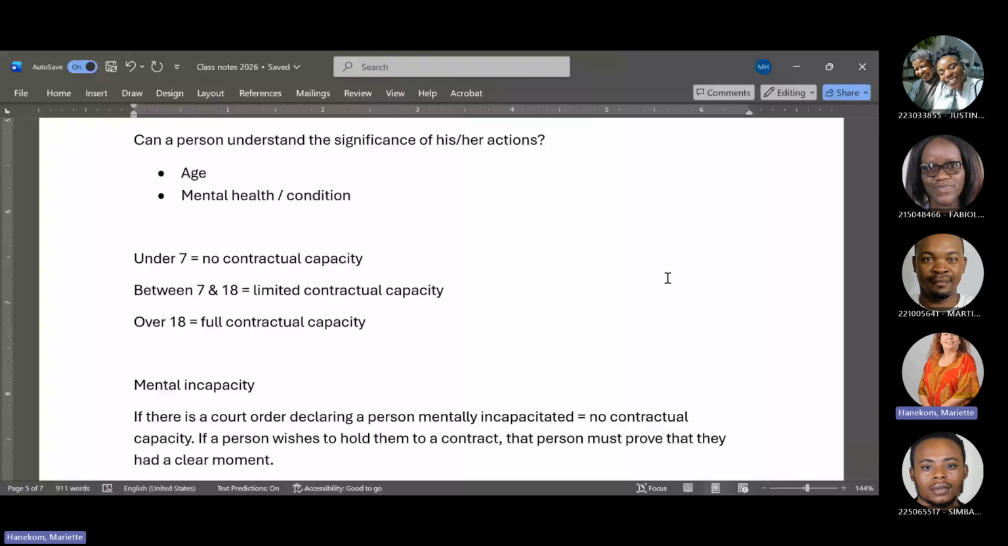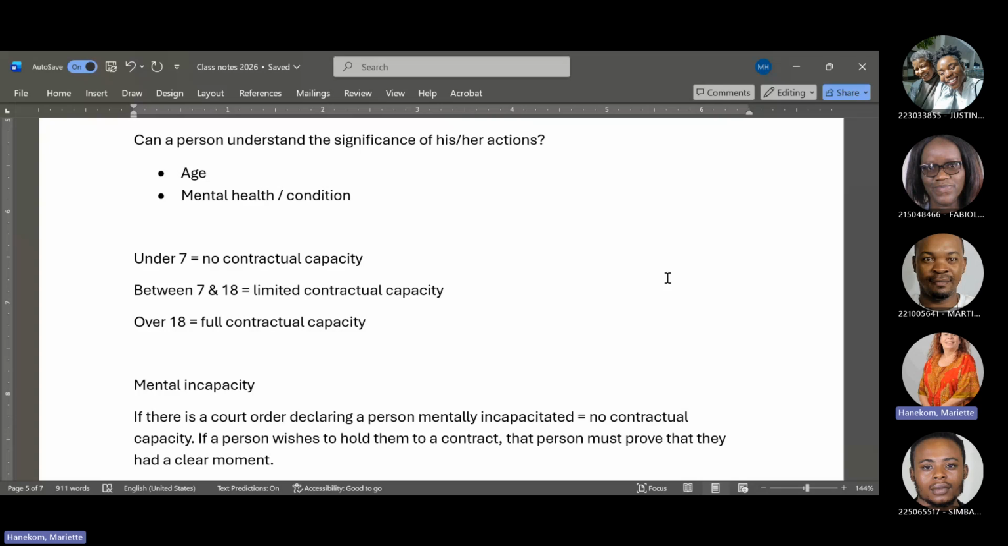There are some exceptions to this. There are certain types of contracts that somebody under the age of 18 can enter into without the assistance of a legal guardian. What exactly these contracts are do fall outside the scope of our studies. So under 7, no contractual capacity. Between 7 and 18, limited contractual capacity. And then over the age of 18, you are deemed to have full contractual capacity.